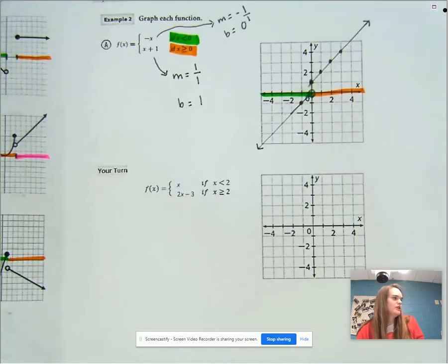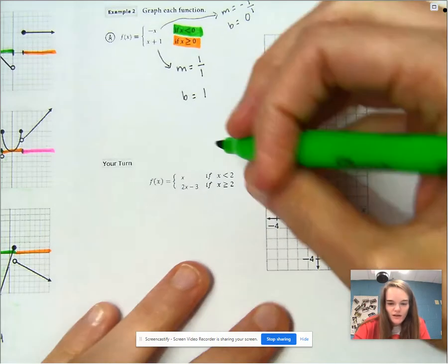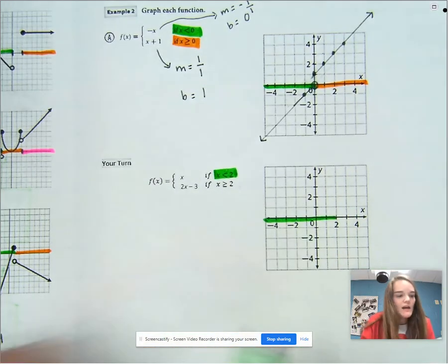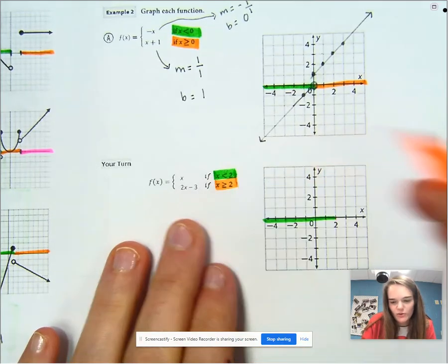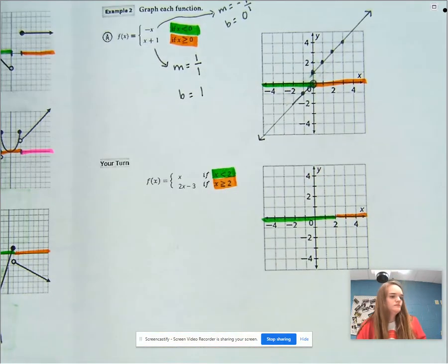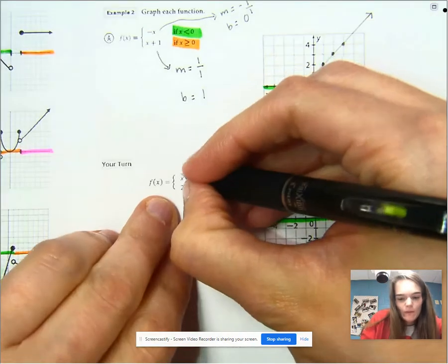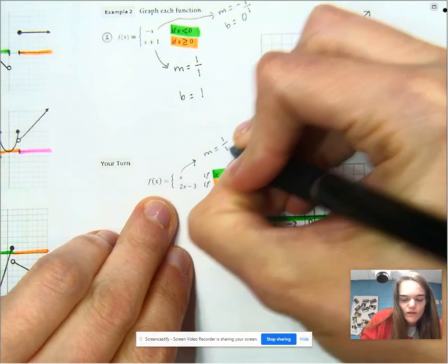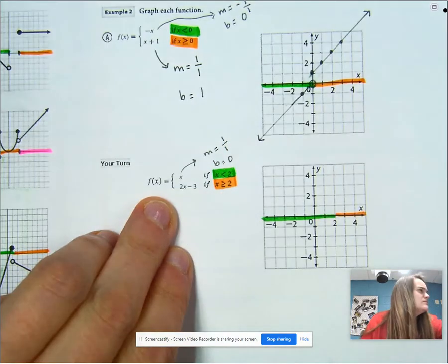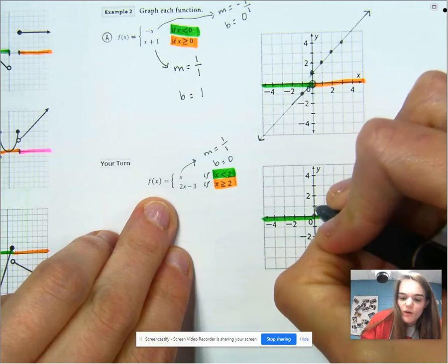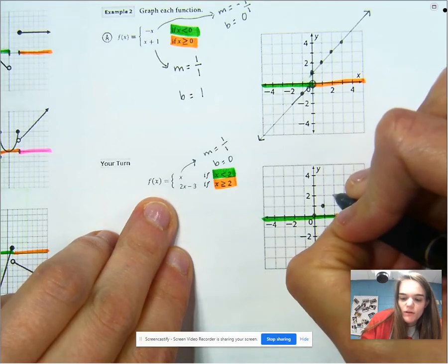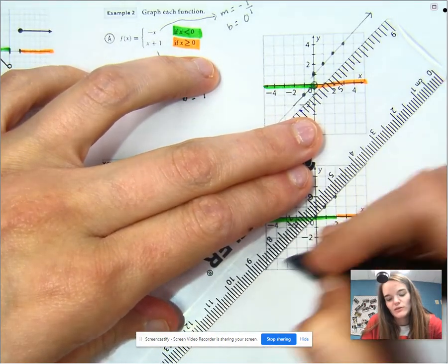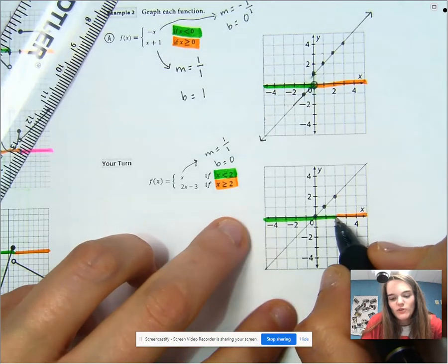Okay, the important part to look at is the domain. We'll be talking about the values less than 2. And then I will be talking about the values greater than or equal to 2. The slope for this one is 1 over 1. The y-intercept is 0. Start at 0 and go up 1 over 1. And connect. Remember, you're going to want to draw it kind of light because we're probably going to have to erase. We only want the values that are less than 2.